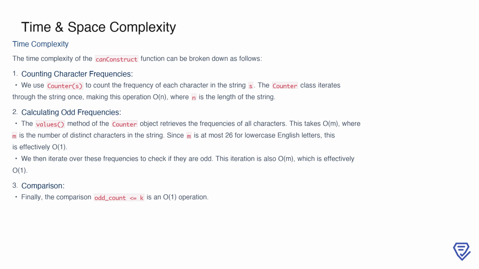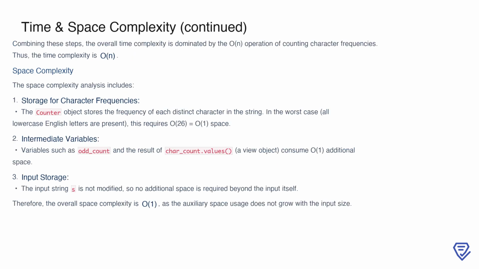Each of these steps contributes to the overall time complexity, but as we'll see, only the first step significantly impacts the total runtime. When we combine these steps, the dominant operation is the O(n) iteration required to count character frequencies. Therefore, the overall time complexity of the canConstruct function is O(n).